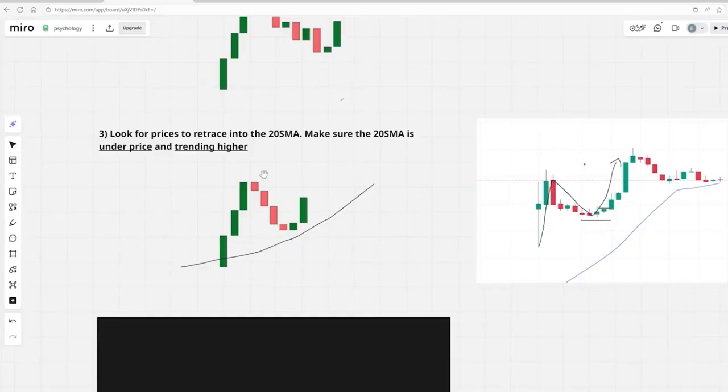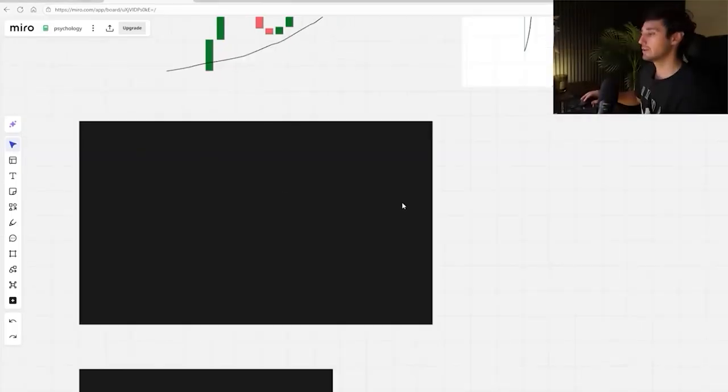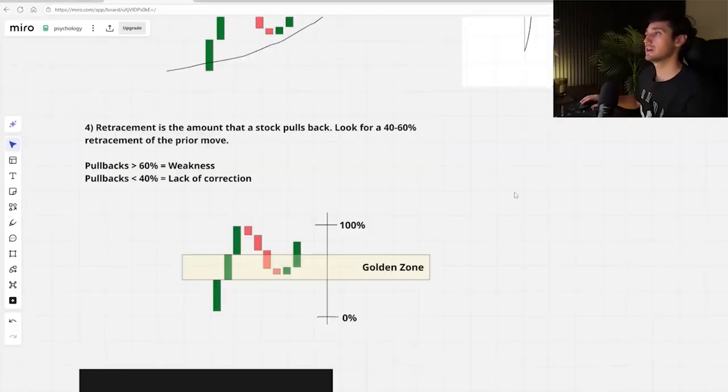This is a very important requirement. Criteria number 4 is actually pretty simple. We want to see the stock retrace 40 to 60% of the prior move. We want it to pull back 40 to 60% of the original rally. Retracement, if you want to define what a retracement is, it's just the amount that the stock pulls back. So we want to see this pull back into what I call the golden zone. And that is between 40 to 60% of this rally, right?